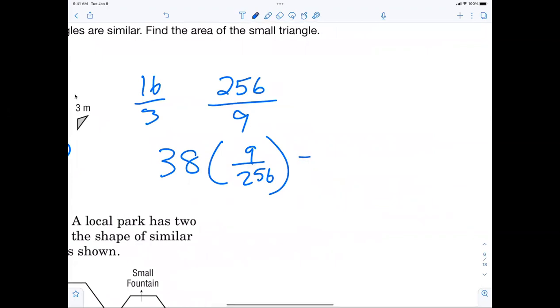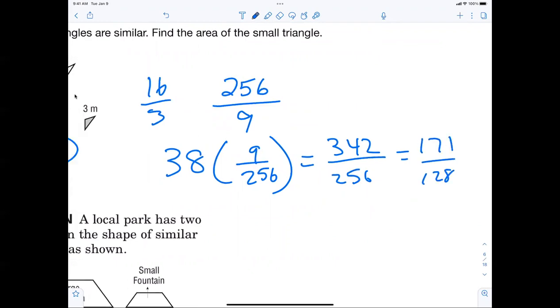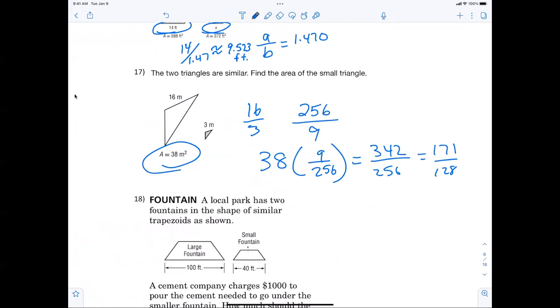And let's leave that as a fraction. So what is that? Did you say 342 over 256? Or what does that reduce to? Yeah, 171 over 128. All right, anybody have any questions with that? And by the way, that would be meters squared.